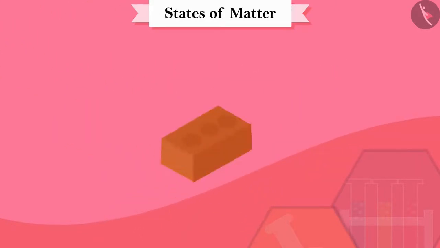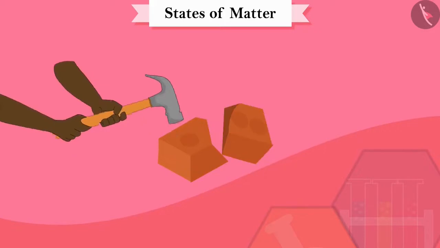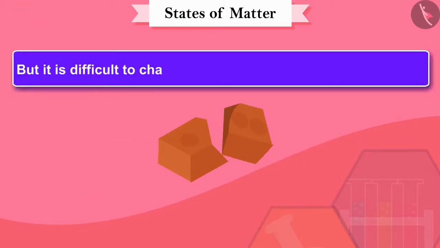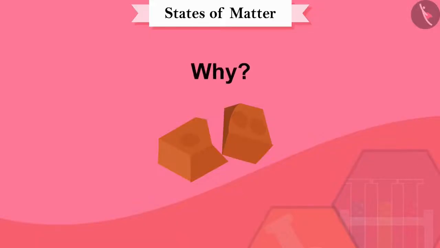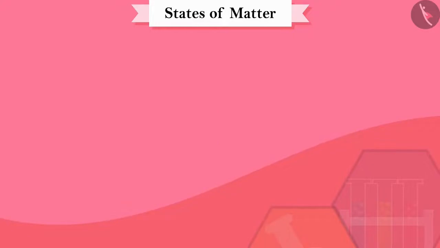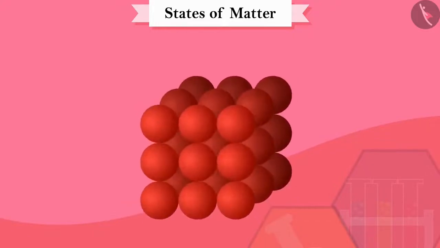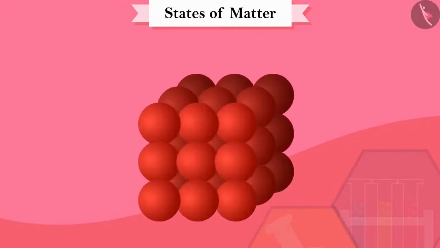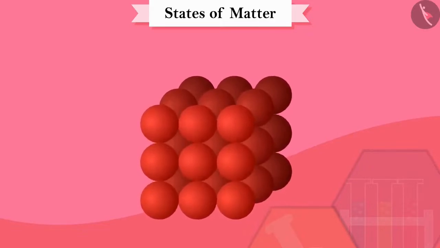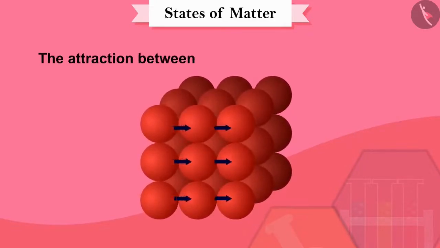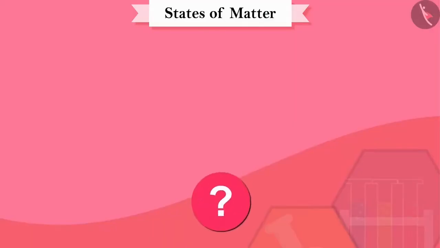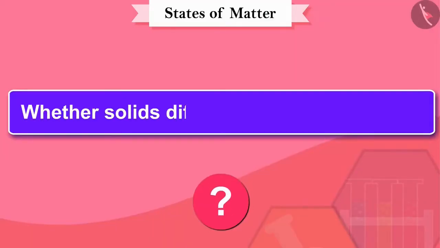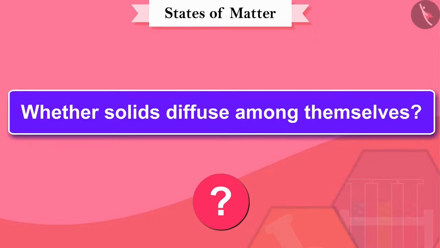Concrete can break when applied with pressure, but it is difficult to change their shape. Therefore, they are rigid. Why so? This is because there is very little free space between particles in solid matter, and the attraction between those particles is the highest. Can you tell whether solids diffuse among themselves?